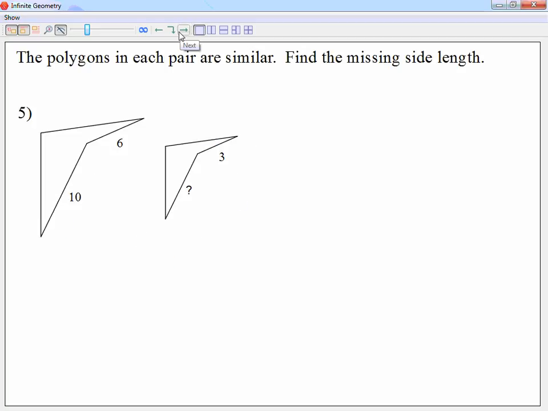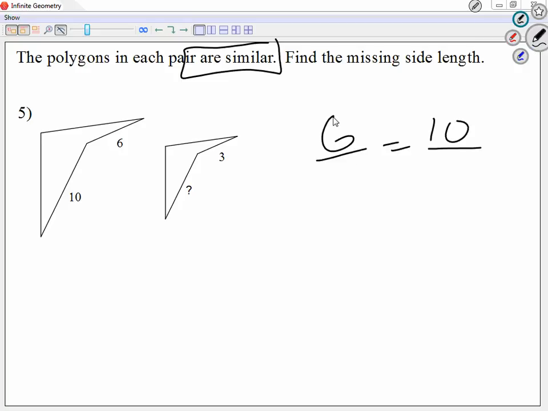All right, now let's take a look at number 5. Instructions say the polygons in each pair are similar. So because they are similar, I know they're proportional. From one of my figures, I have the numbers 6 and 10. So I'm going to write 6 is smaller than 10. From the other figure, I see 3 and x. I know 3 is smaller than x.